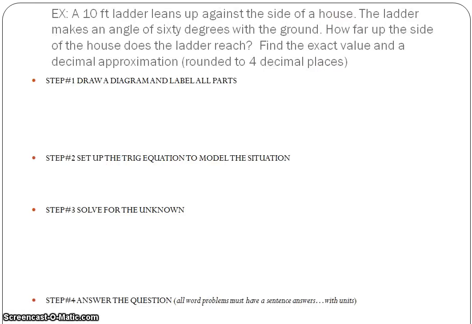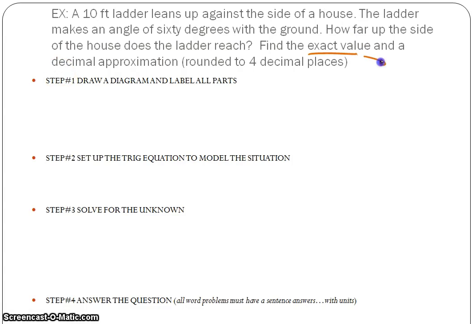So finally, I'm going to use a word problem here. So it says a 10-foot ladder leans up against the side of a house. A ladder makes an angle of 60 degrees with the ground. How far up the side of the house does the ladder reach? Find the exact value and the decimal approximation.